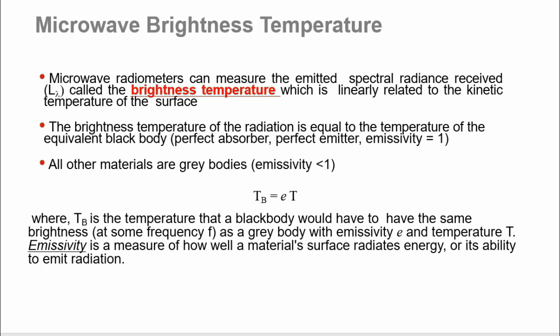The reason I'm describing the basic theoretical principle is to explain the definition of brightness temperature, because microwave radiometers measure brightness temperature. So what is brightness temperature? Brightness temperature is the temperature of the equivalent black body for what is emitted. A black body has an emissivity of 1, and a perfect emitter and perfect absorber are just ideal materials.